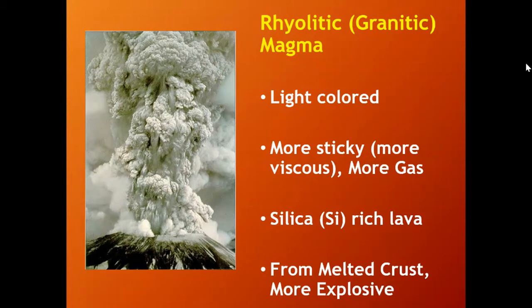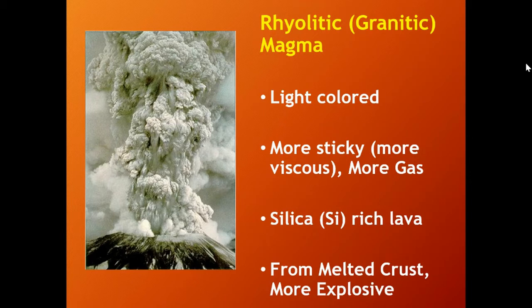It doesn't have as much iron and magnesium in it, so it's lighter in color. It has more elements like silica and potassium and aluminum and calcium. And so the minerals that are made are feldspars and quartz. They're pink and white and clear. There's also some black minerals that it makes, but they're more like flecks peppered within.